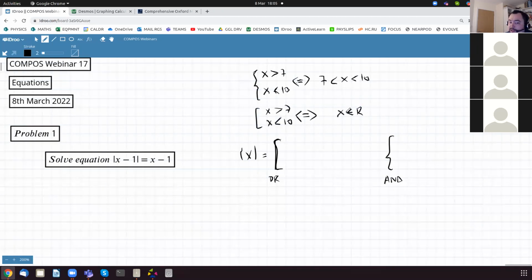Okay, is the distinction clear? Because any number is either greater than 7 or less than 10. Is the distinction clear? And let me know if not.